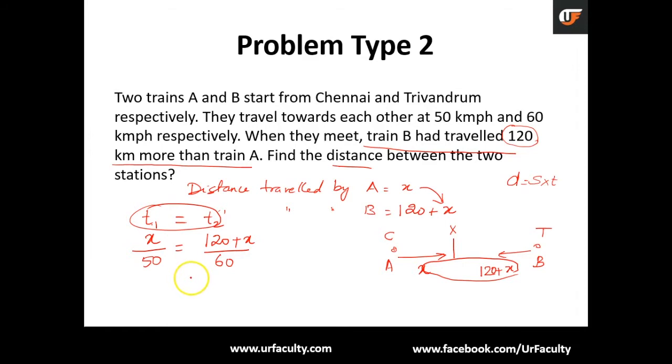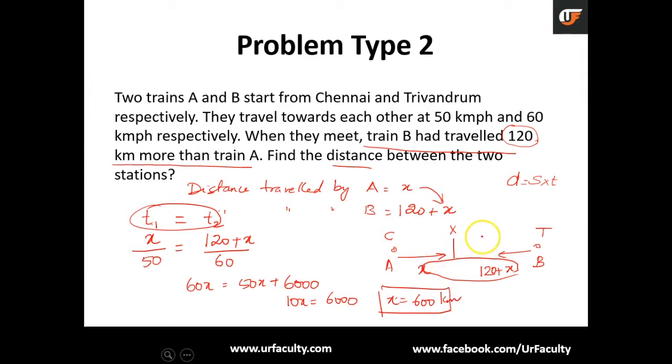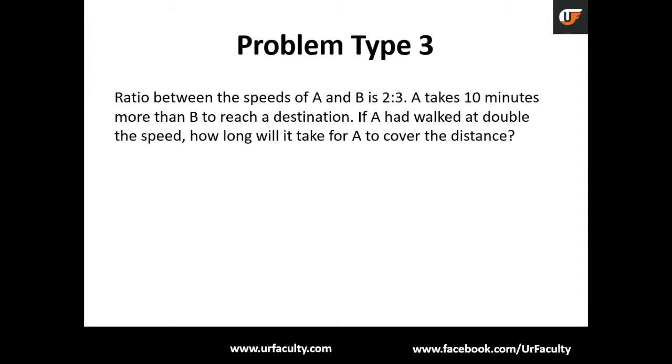All that we have to do is, it is 60x is equal to 50x plus 120 into 50, which is 6,000, which would mean 10x is equal to 6,000 and x is equal to 600. And what is x? x is distance traveled by A. And what are we supposed to find out? We are supposed to find out the distance between the two stations. So it's pretty simple. The answer is 600 plus 600 plus 120. That's the answer. Okay, now let me move on to the next question.